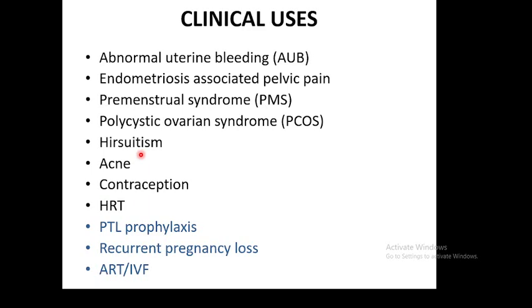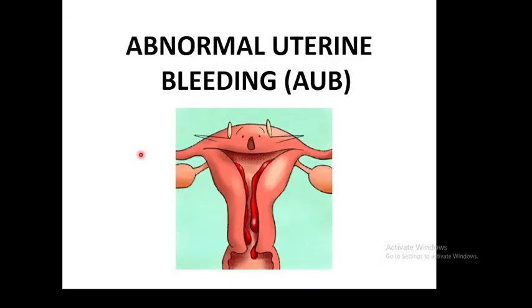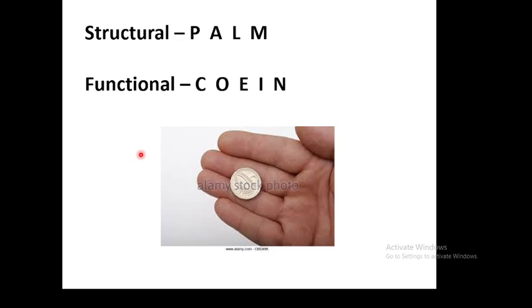Then in obstetrics, preterm labor prophylaxis. There's a place in recurrent pregnancy loss or recurrent miscarriage, and we use progestogens or progestins in assisted reproductive techniques or IVF. So we'll take them one by one. I will give a very brief description of each entity.